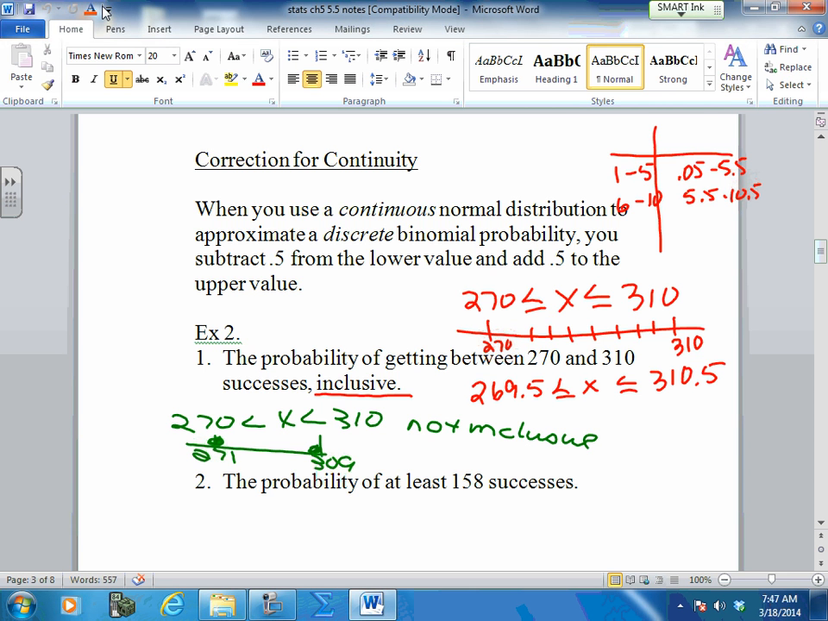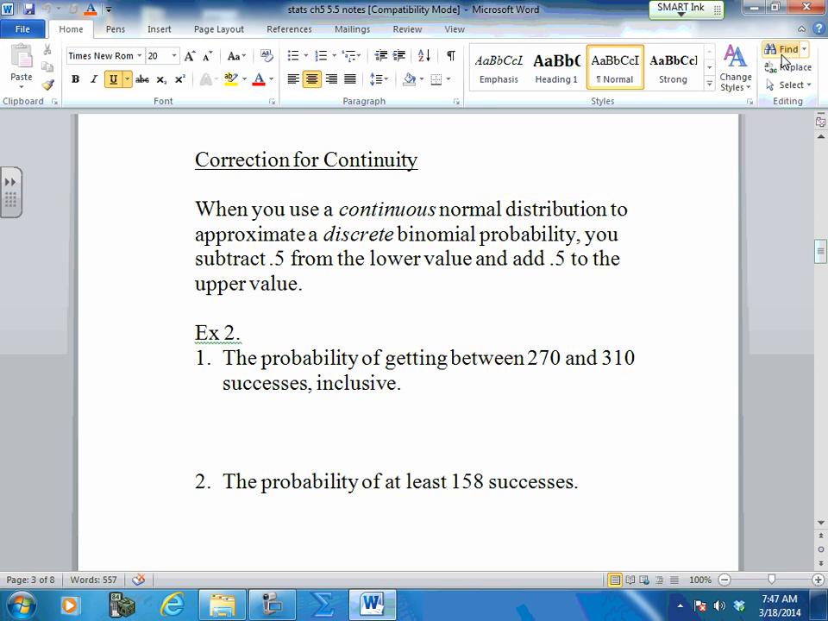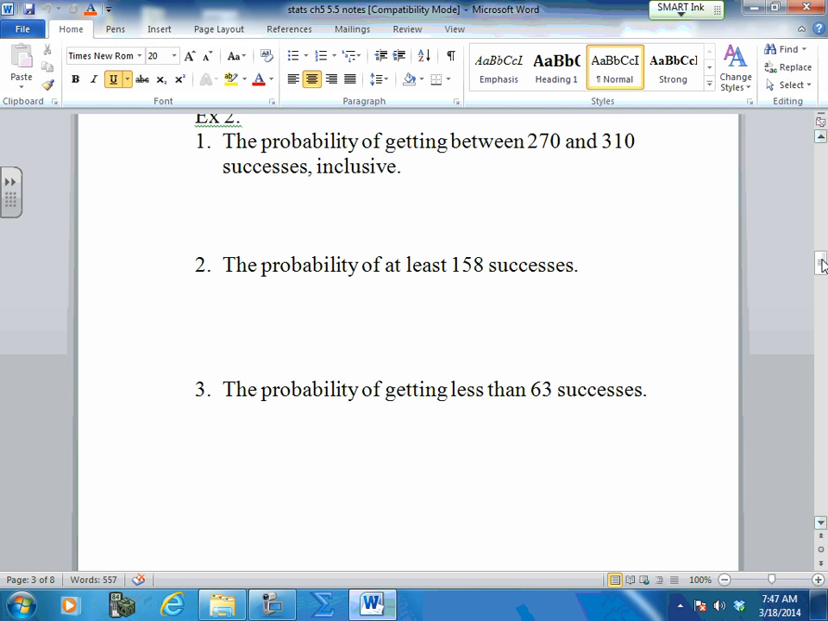So let's take a look at the next one. The probability of at least 158. So how do I use at least? Less than, greater than, equal to? Greater than. Could it also be equal to? Greater than or equal to 158. So this is how you start.